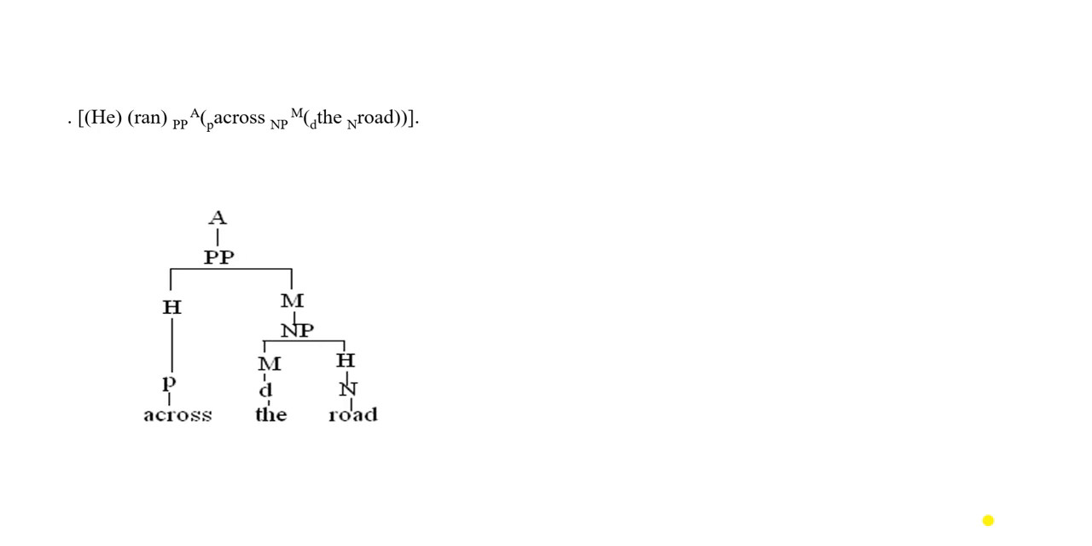So let's see the examples. He ran across the road. In this particular example, across the road is a PP which functions as an adverbial. So in a tree diagram method, let's see this example. The NP is composed of two elements, pre-modifier, the determiner, and head word noun, which is road. So this is an NP which functions as post modifier or an object of this PP, whereas preposition is head and the PP in this clause functions as an adverbial.